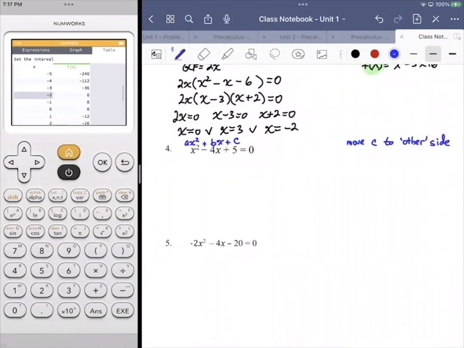Using appropriate algebraic skills, you're not going to just physically pick up the +5 and move it to the other side. I'm going to use inverse operations and subtract it off. All right, so we get x squared minus 4x. I'm going to leave a little gap and then put the result on the other side of the equation.